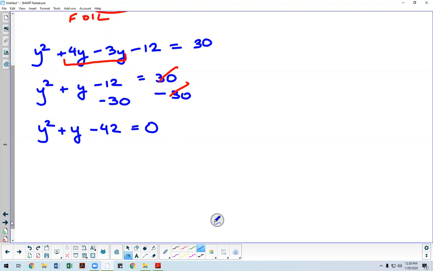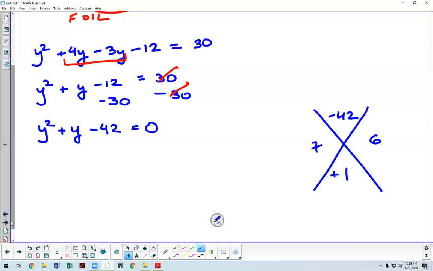So your constant term is negative 42. What's the coefficient of our middle term? Plus 1. So you're honestly looking for two numbers that multiply to give you negative 42, but add up to give you plus 1. And there aren't that many options. 7 and 6 give you 42. Now, which one? Because we still should get negative 42 when we multiply.